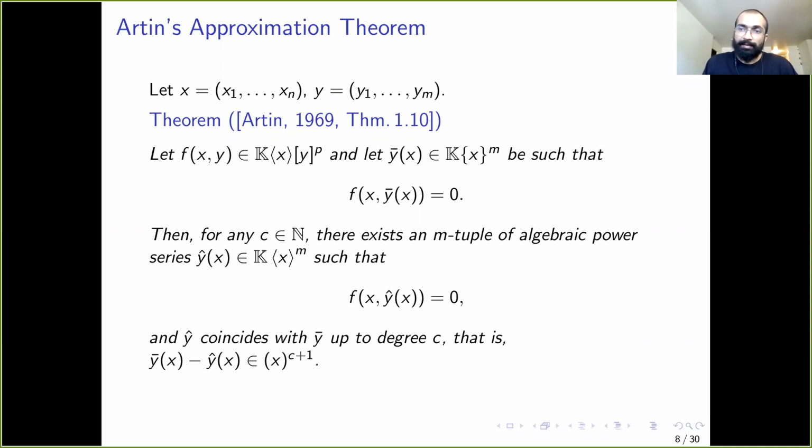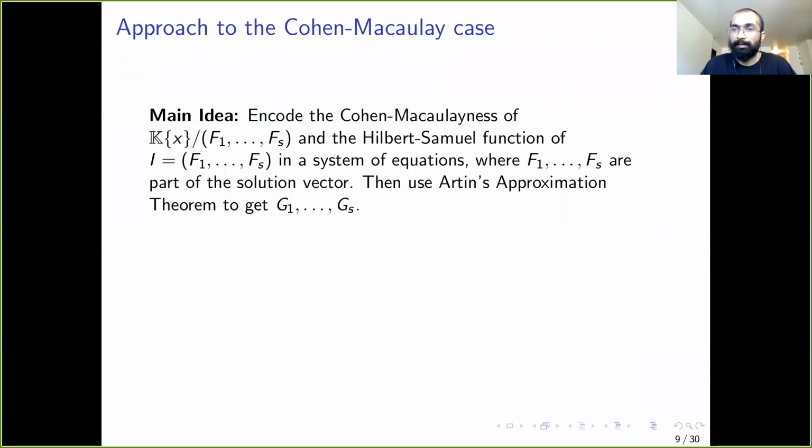Now armed with this particular theorem, the main idea behind the proof of this Cohen-Macaulay approximation result is to somehow encode the Cohen-Macaulay-ness and the Hilbert-Samuel function of this ideal I generated by power series F1 through FS in some system of equations where F1 through FS are part of the solution vector, and then to apply Artin's approximation theorem to get these approximations G1 through GS. Essentially, what this means is that the constraints of our approximation, that is, that it should preserve the Hilbert-Samuel function of this ideal I and the property of Cohen-Macaulay-ness, have to be somehow expressed in terms of some system of equations to which Artin's approximation theorem is applicable.